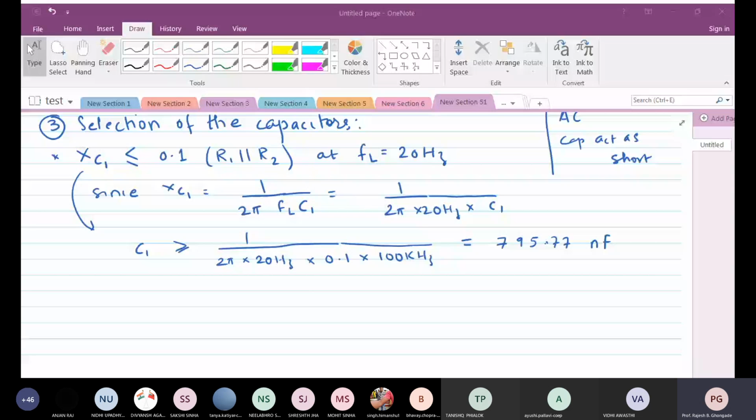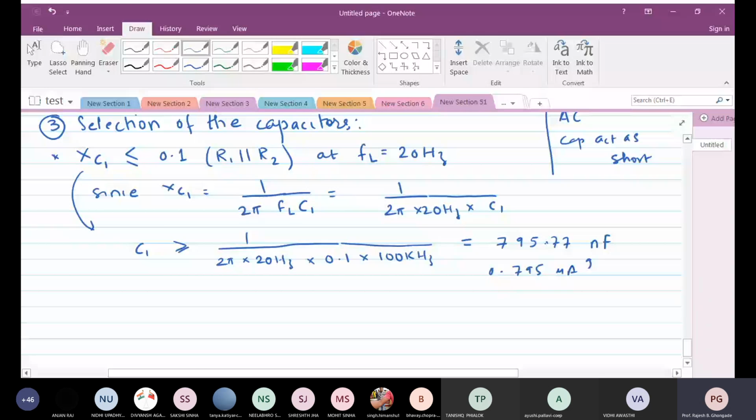So let us continue with this. What is the value that you are getting for C1? Sir, I was getting 0.795 microfarad. Sir, it can't be microfarad, it must be point something. You're getting 0.795, right? Yes, sir. That is nothing but 795.77 nanofarads.